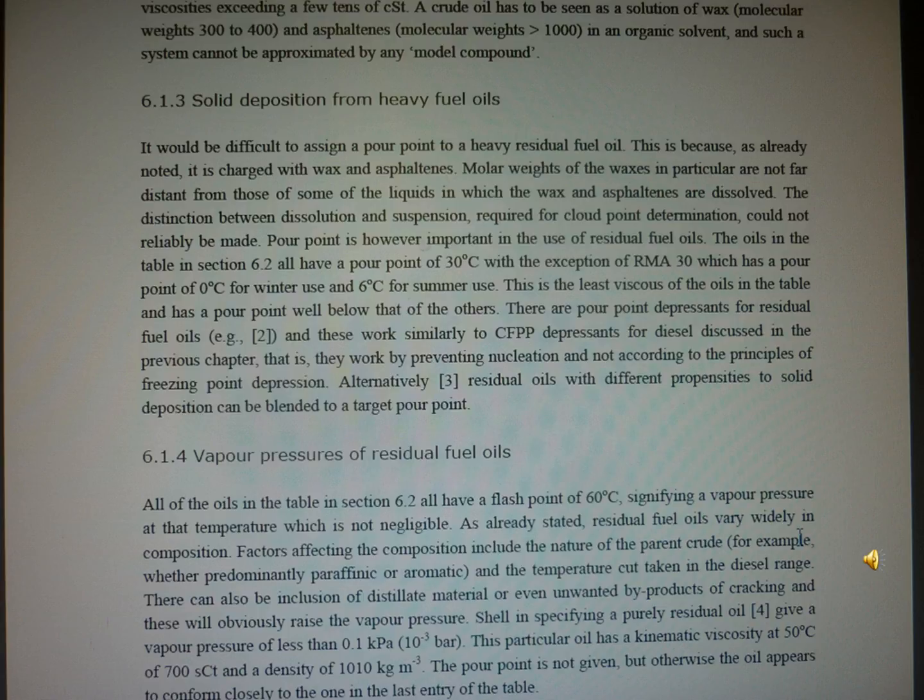The pour points are a depression for the residual fuel oil. The vapor pressure for the residual fuel oil, the flash point is at 60 degrees centigrade, and the vapor pressure is less than 0.1 kilopascal, and the density is 1010 kilograms per meter cubed, and the viscosity at 50 degrees centigrade is 700 cSt.